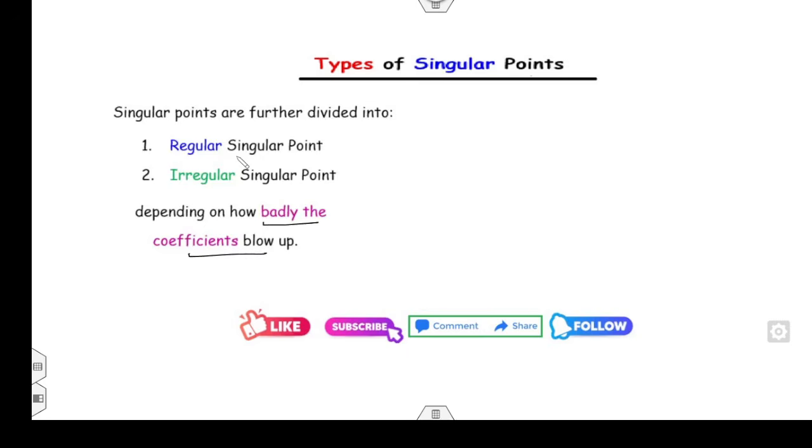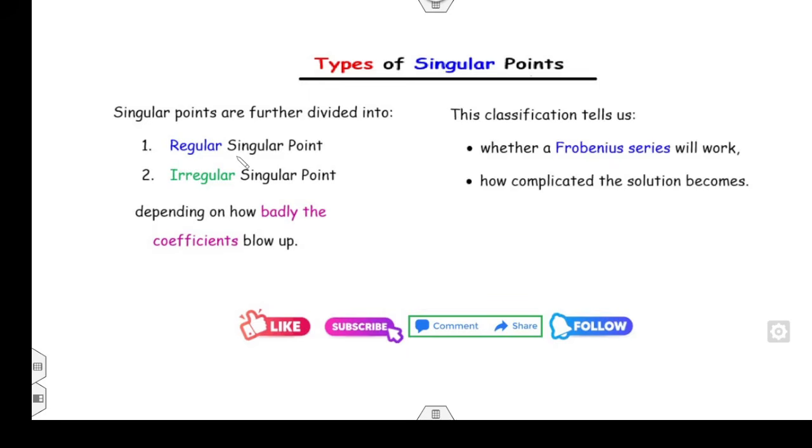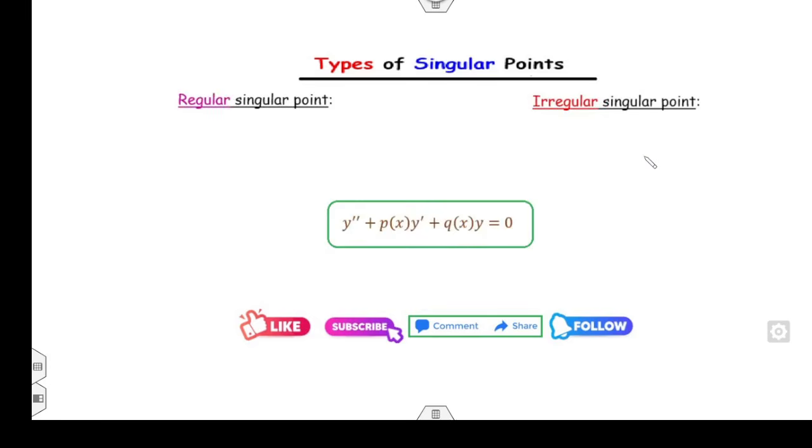Now there are two kinds of singular points depending upon how badly the coefficients blow up. That is the regular or the irregular singular point. As I mentioned, whenever you have a singular point, you can always apply the Frobenius series method. If I consider x equals x naught to be my singular point, fine.